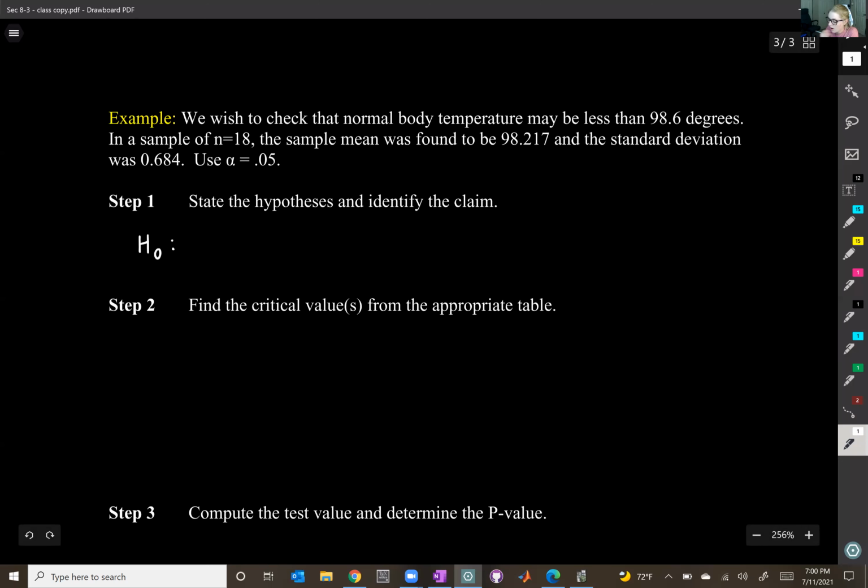So our H naught, or H0, is our null. And our null is always that mu is equal to whatever number we might be assuming in the alternative one. So we're assuming that body temperature may be less than 98.6. So our null is that mu is equal to 98.6. And then our alternative is that mu is less than 98.6. And that is our claim right there.